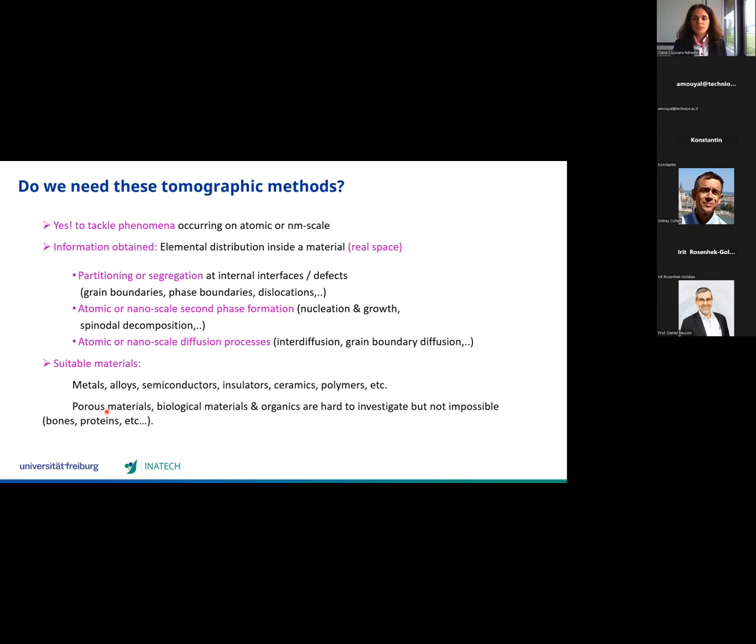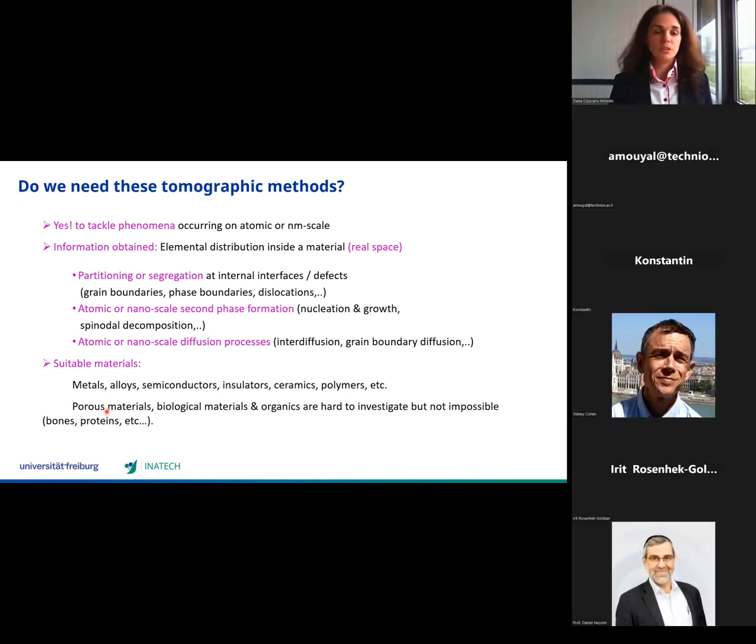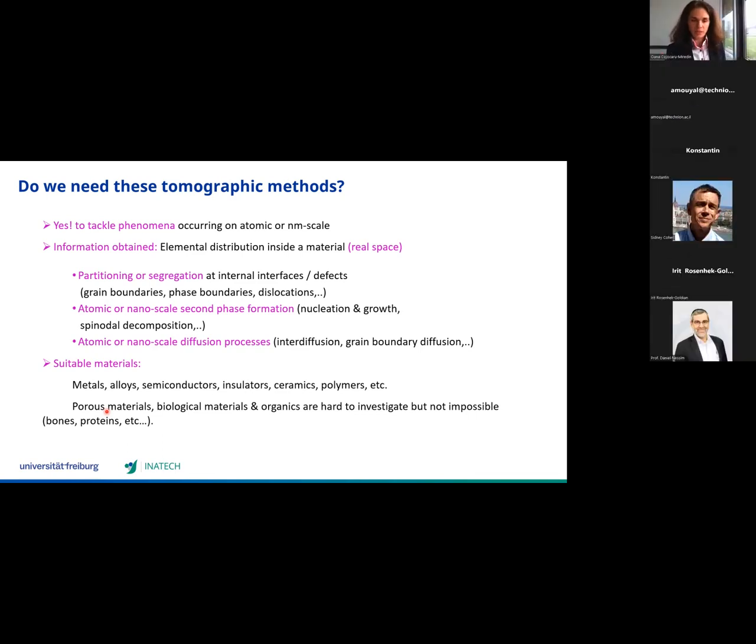investigated. You will see also in very recent years, very sophisticated or exotic materials like porous materials, biological materials, and also organics. So we see papers on bones, proteins, even water. There was also some research work on beer. So there's plenty of very exotic research work with the atom probe. And this shows also that over the years, the atom probe has increased its capabilities and its possibilities to characterize a very huge, diverse material class.